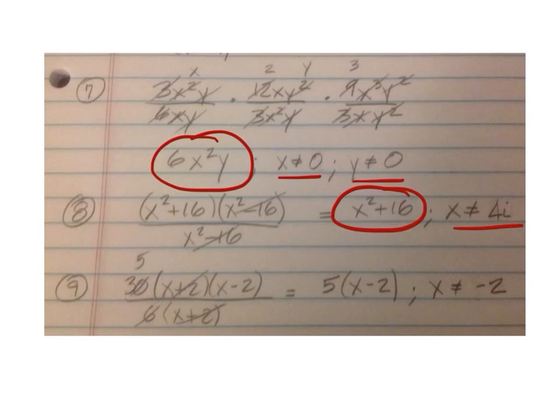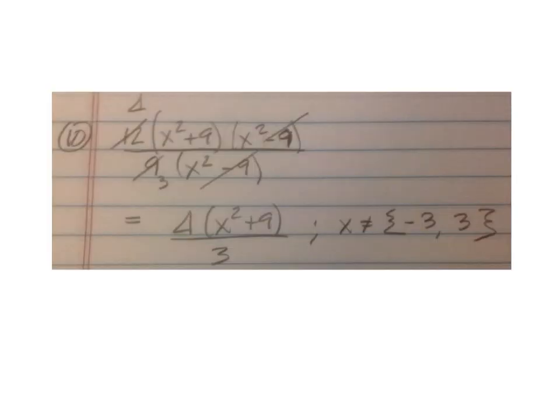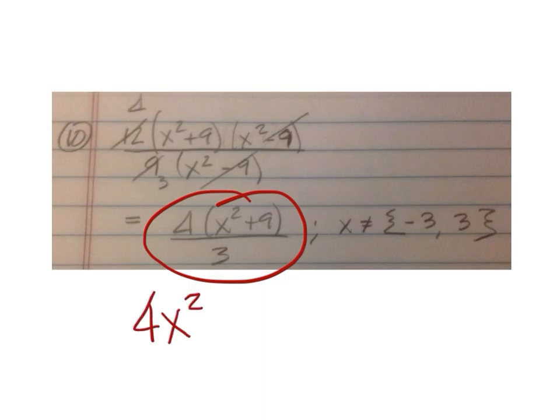For number 9, you could have 5x, or 5 times the quantity x minus 2, or 5x minus 10, and x cannot be negative 2. Number 10 comes out to be 4 times the quantity x squared plus 9 over 3, or you could have 4x squared plus 36 over 3. So negative 3 and 3.